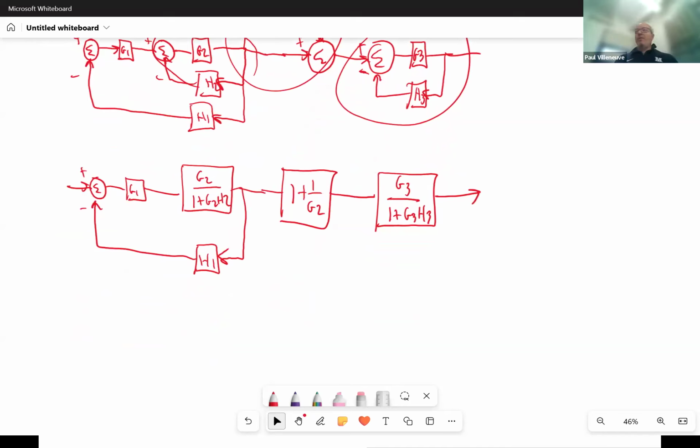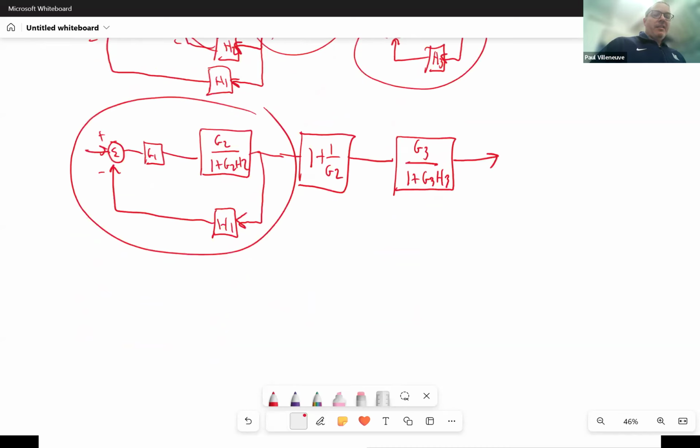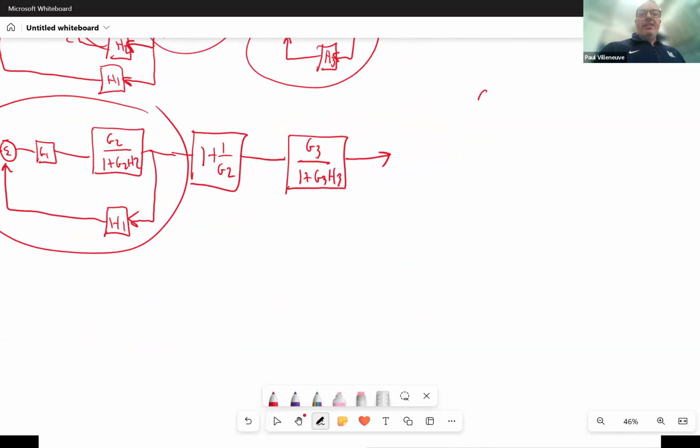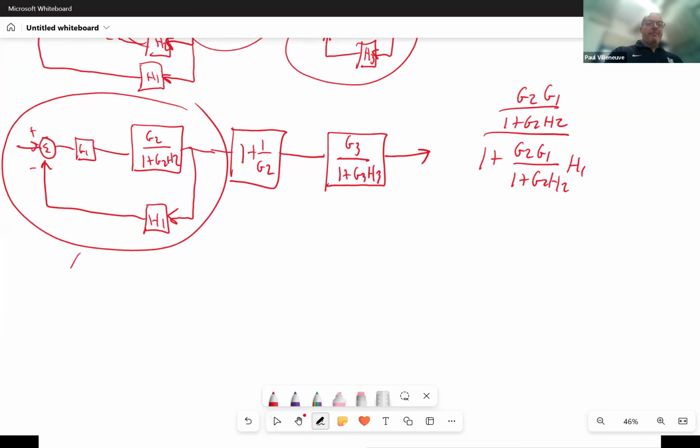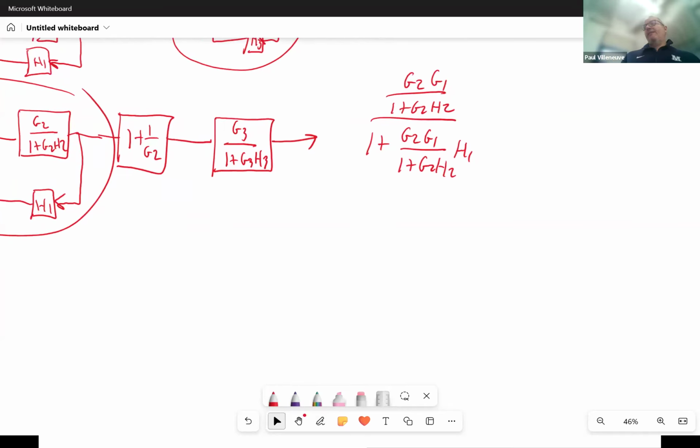Now I've got one more feedback block to take care of. So this block over here is going to be a little more work. This is going to be G2 over 1 plus G2 H2, all over, well, don't forget my G1 there, over 1 plus G2 G1 over 1 plus G2 H2 times H1, right? Putting these 3 elements in this feedback path, combine those all, gives me this.